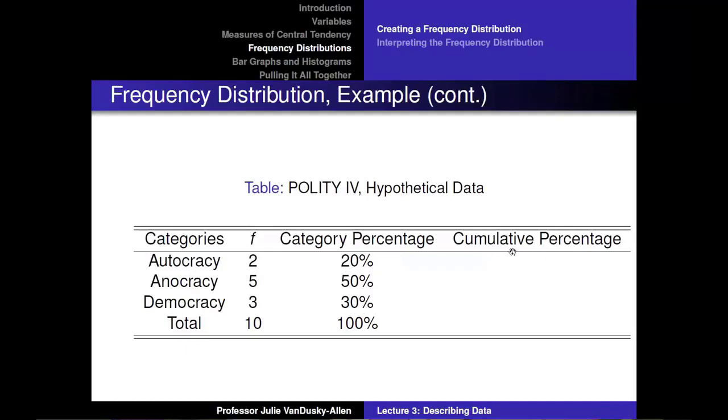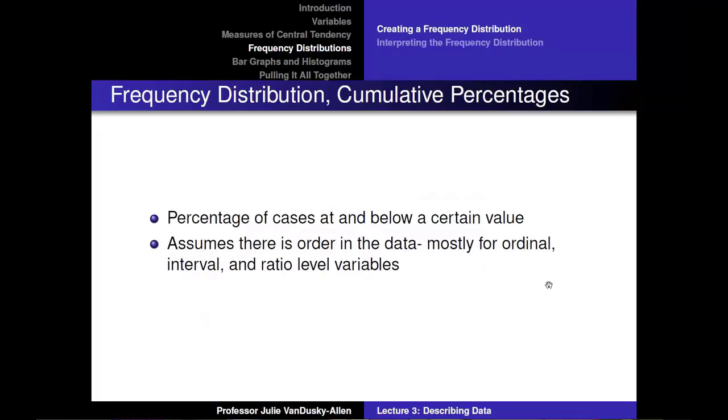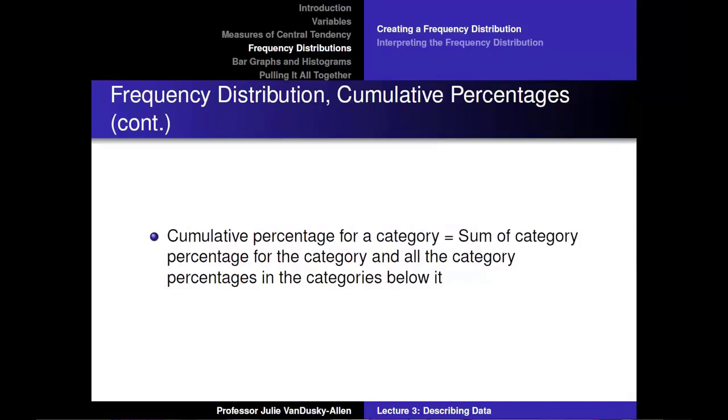The last column we add to the frequency distribution is the cumulative percentage. The cumulative percentage tells us the percentage of observations at and below a given value. Note this assumes there is order in the data, so this is mostly for ordinal, interval, and ratio level variables. So the cumulative percentage for a category is the sum of category percentage for that category and all the category percentages in the categories below it.